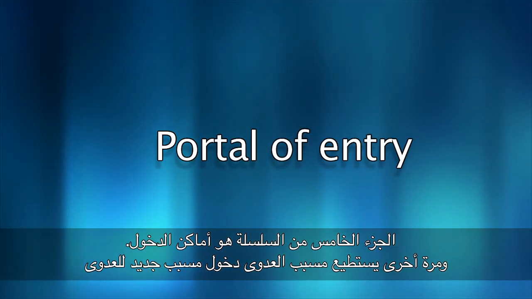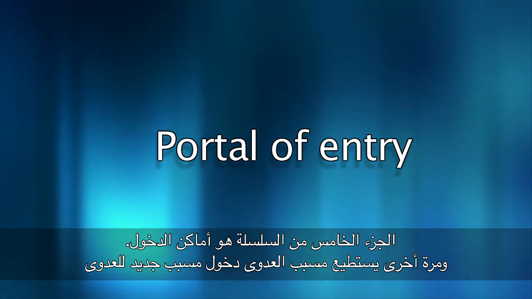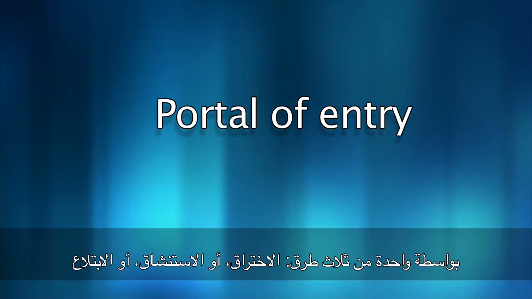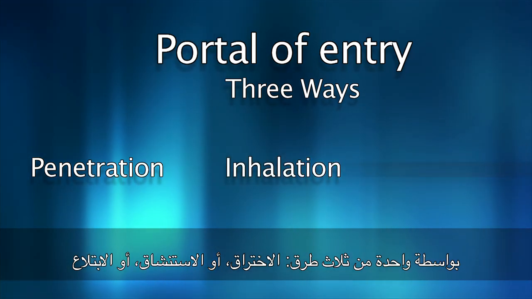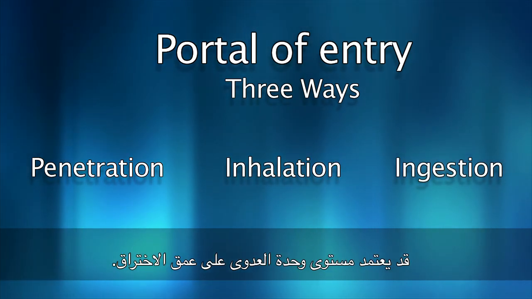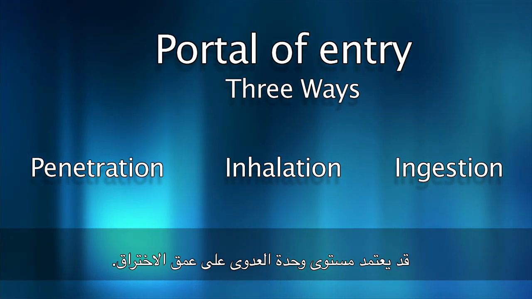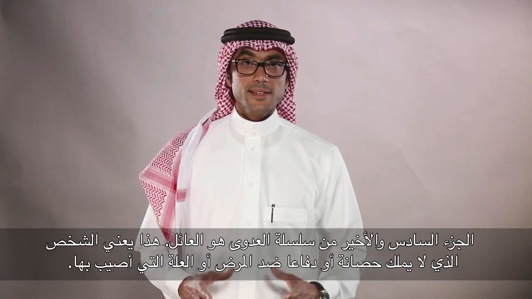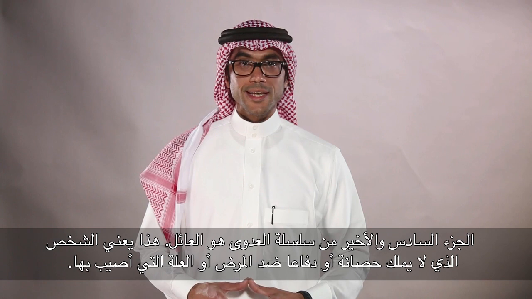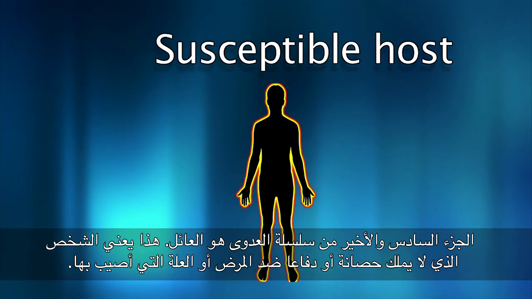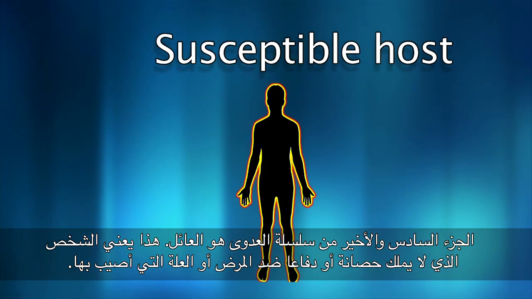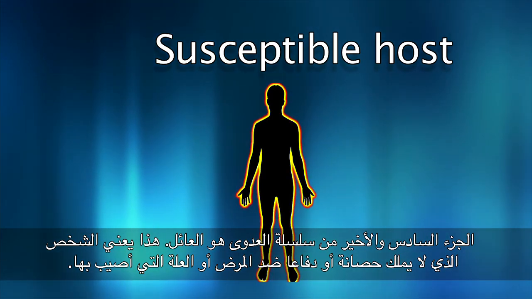The fifth part of the chain is the portal of entry. The infectious agent can gain entrance to a new host in one of 3 ways: penetration, inhalation, or ingestion. The level and severity of the infection may depend on the depth of penetration. The sixth and final part of the chain of infection is the susceptible host. This means the person has no immunity or defense against the illness or disease that they have been infected with.